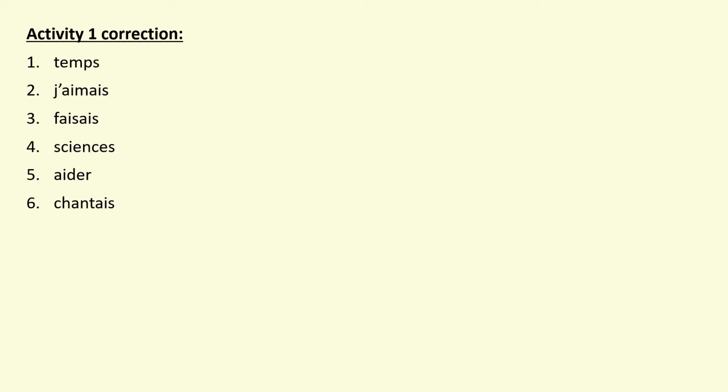So let's have a look at the words you should have written. Give yourself a tick or a cross, and here is a reminder of the correct pronunciation. Temps, j'aimais, faisais, science, aider, chanter. Well done if you had them all correct.